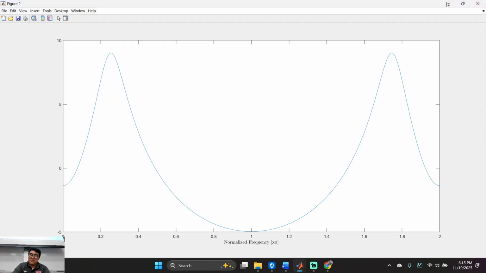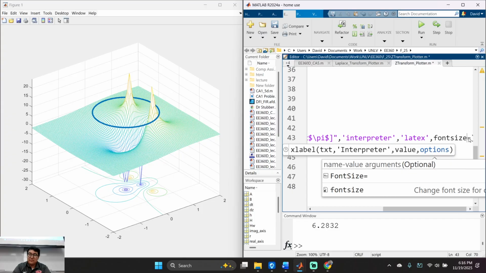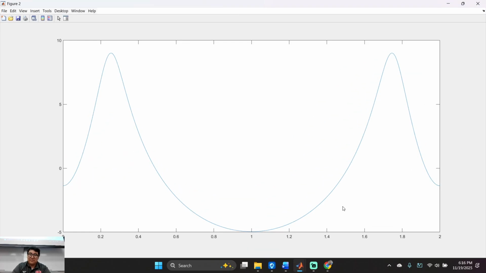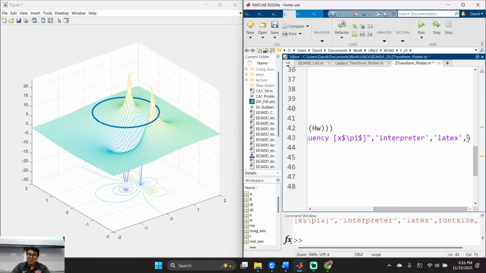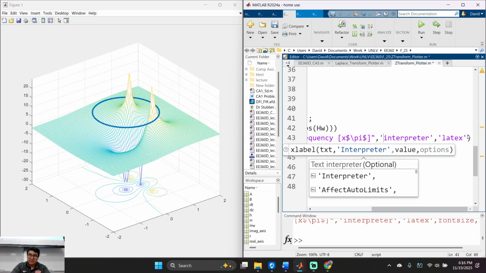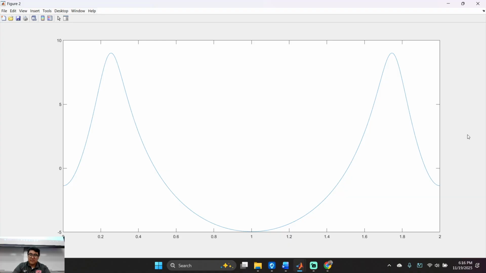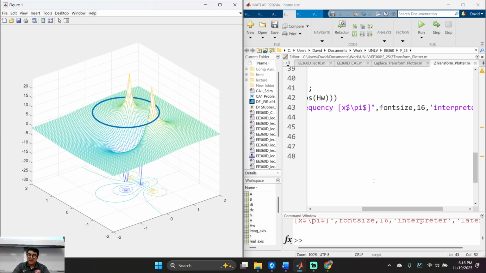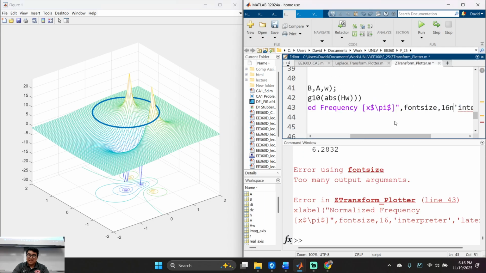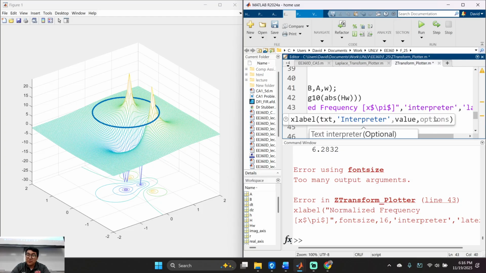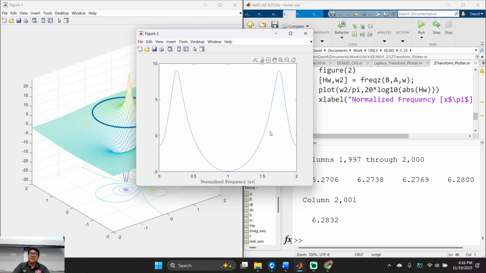And then, oh, let's see. Font size. That's 16. I don't think that worked. Let's get rid of that. There we go. Font size. Didn't want to do that either. Font size. Too many inputs. What? Man. Never going to have fun in this class. Anyways. Is that good with everybody?